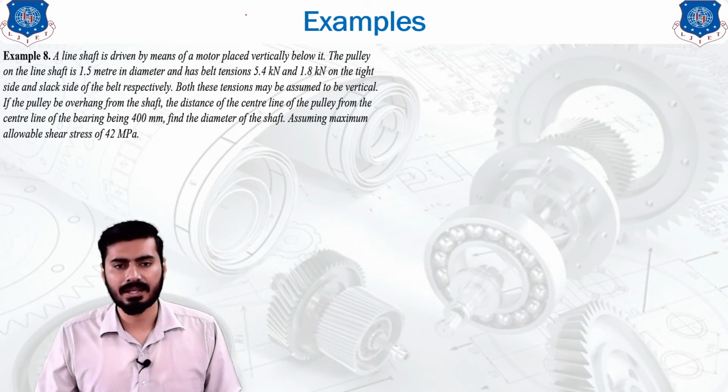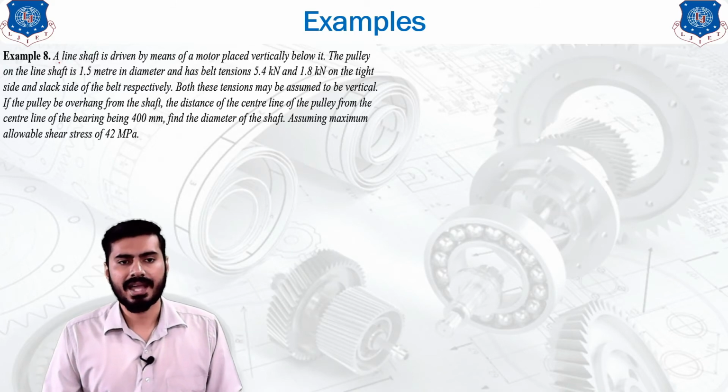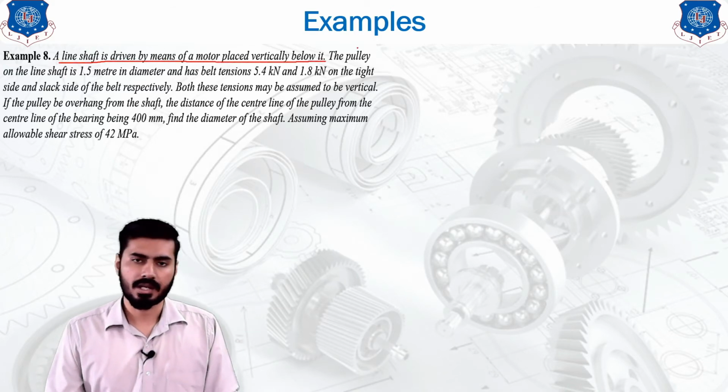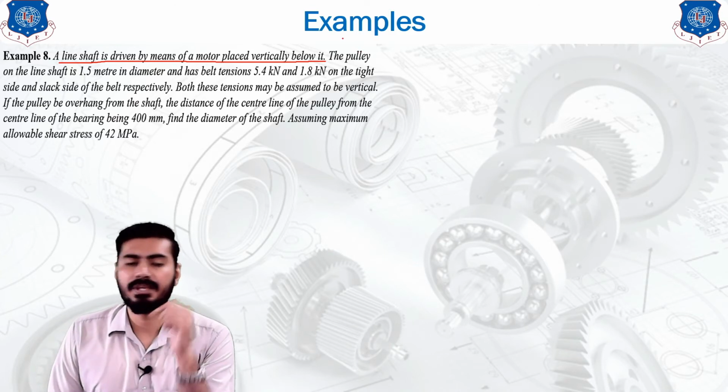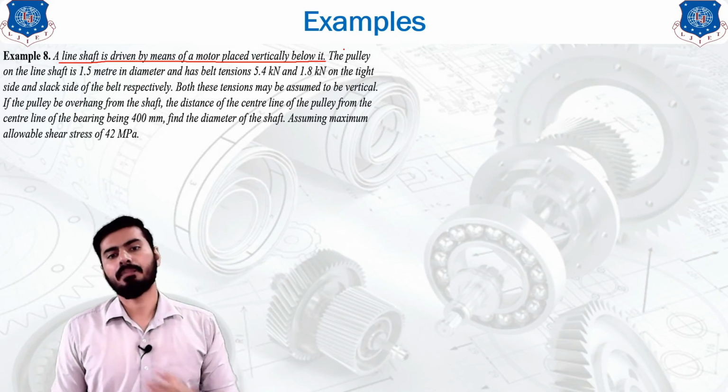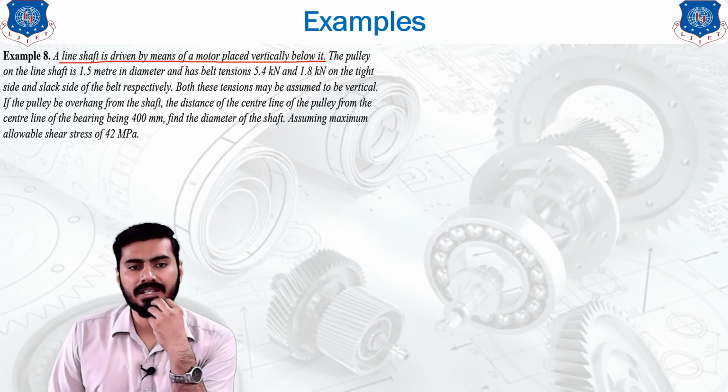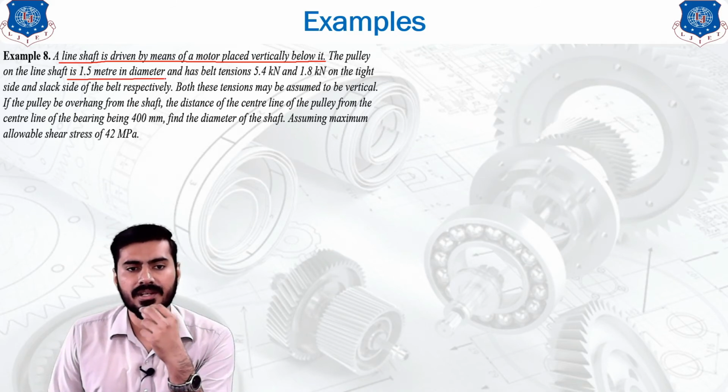The data is on the screen already. The line shaft is driven by means of the motor placed vertically below it. So a line shaft is driven with the motor which is placed below it, and that's why the pulley on the shaft is 1.5 meter in diameter.